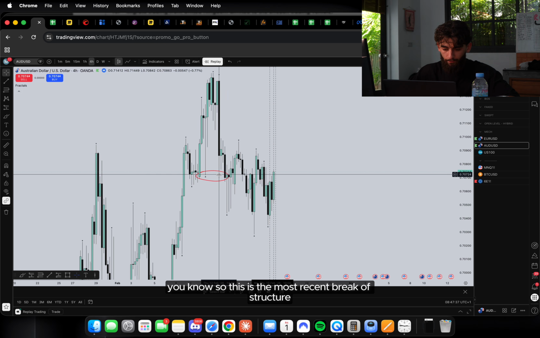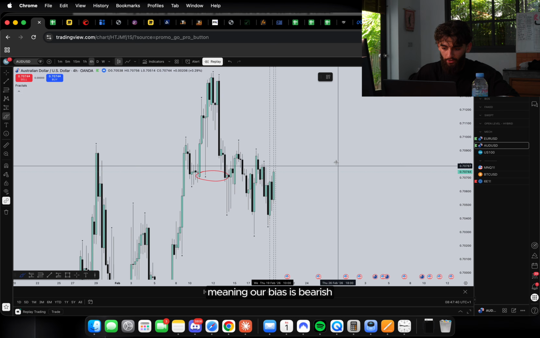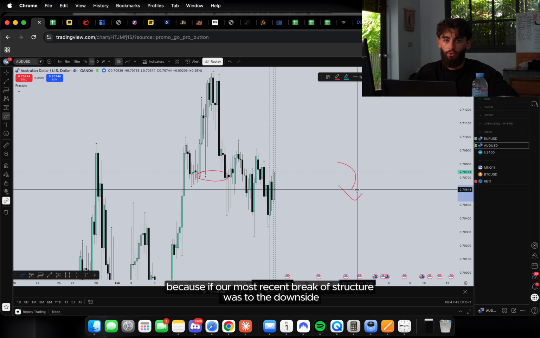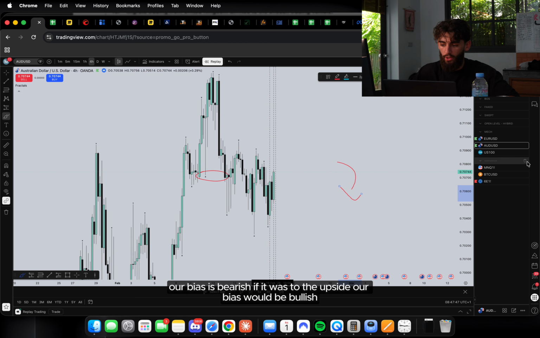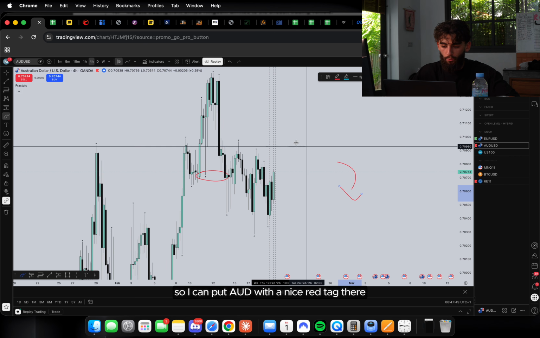So this is the most recent break of structure, meaning our bias is bearish. Because if our most recent break of structure was to the downside, our bias is bearish. If it was to the upside, our bias would be bullish. So I can put ORD with a nice red tag there.